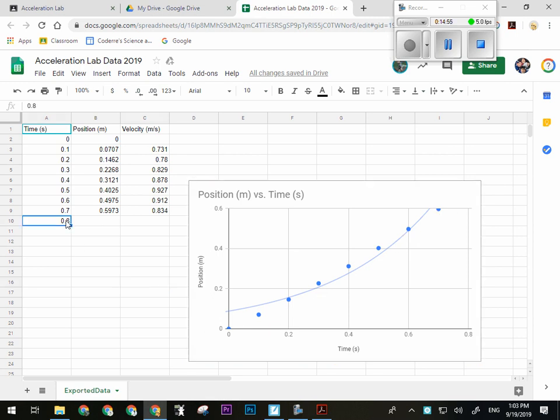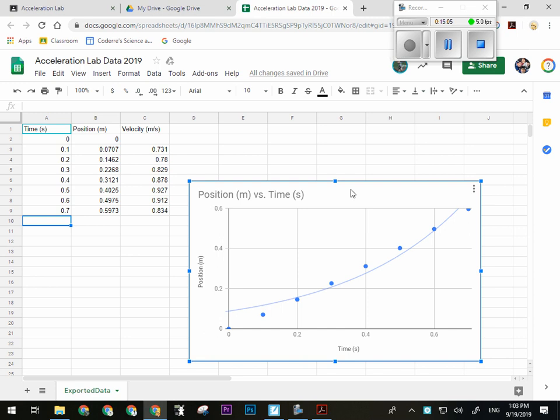Okay, switch it off. I'm also going to get rid of that. I'm not going to go to 20 seconds. All right, the rest of it seems to fit pretty well, so we'll go with it. Now, there's my position versus time graph. That's my last one.